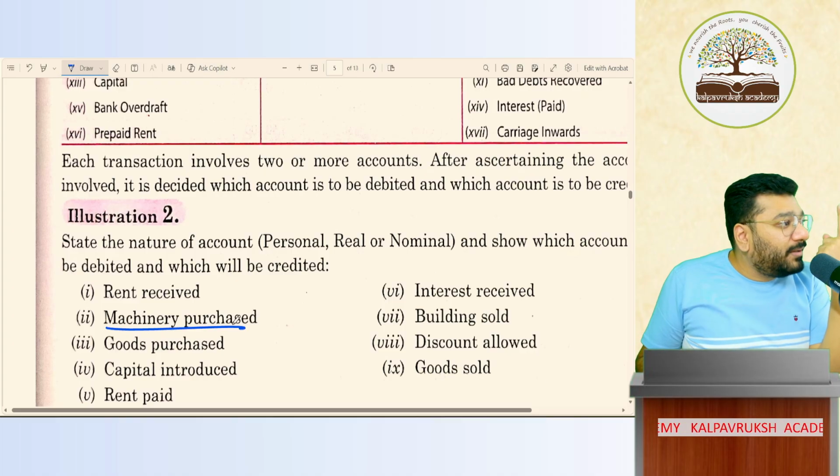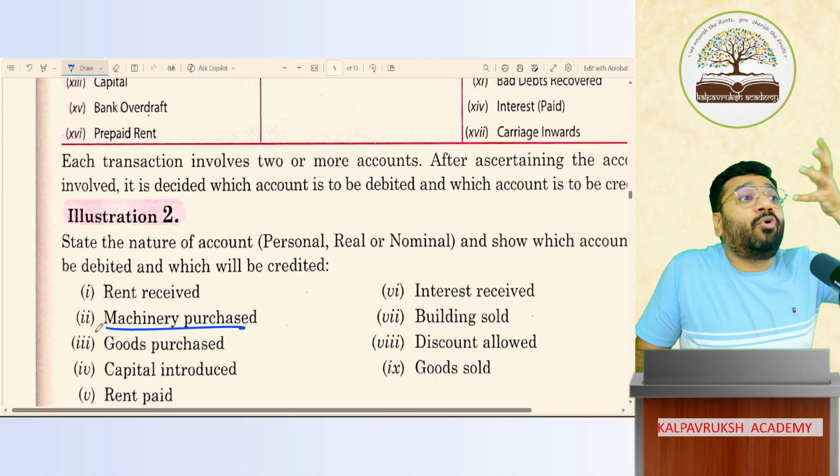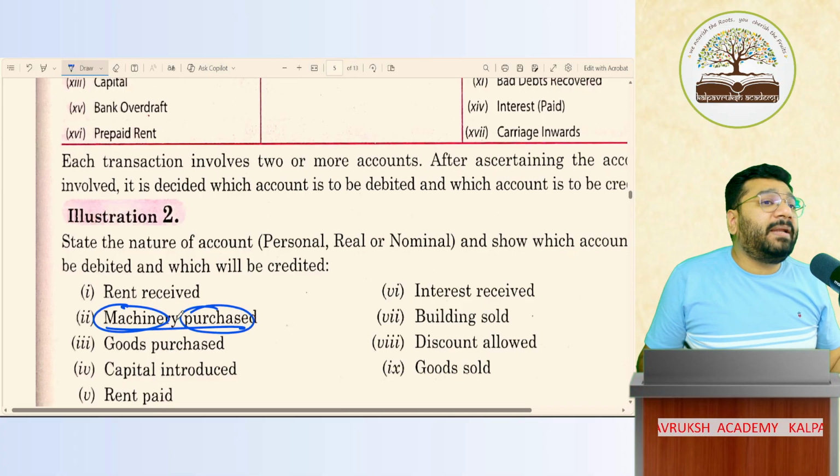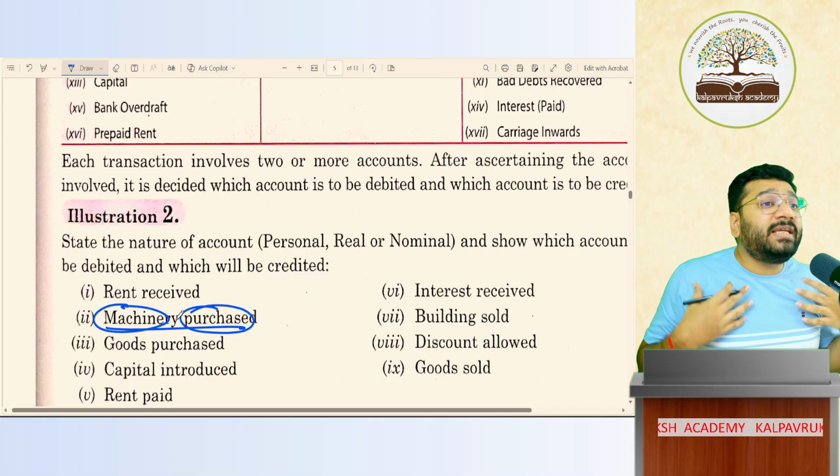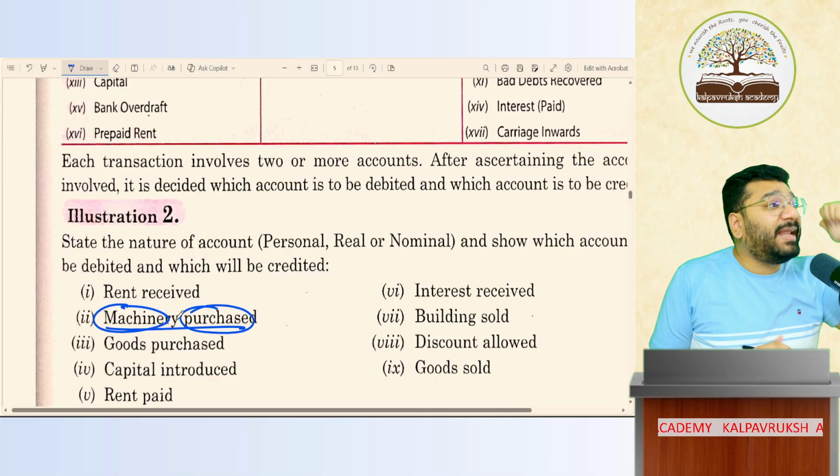Second, identify only one account. So here, which account are they focusing on? Machinery purchased, so they're focusing on machinery. Machinery is my asset. Why is machinery an asset?